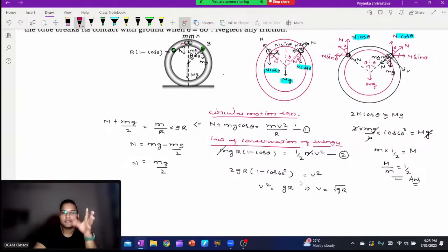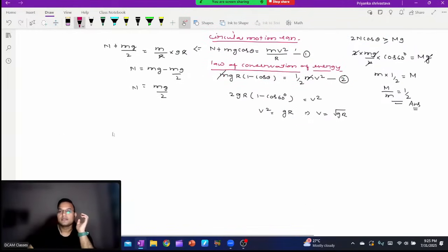Because I told you, in this circular motion and work power energy, only two kinds of equation you will use. That is the circular motion equation or the law of conservation of energy. That's all. This you should remember.